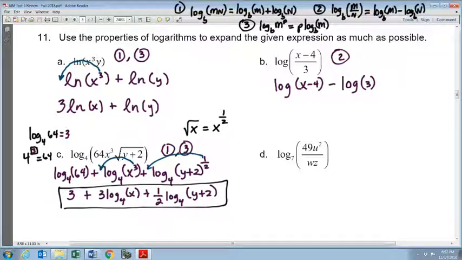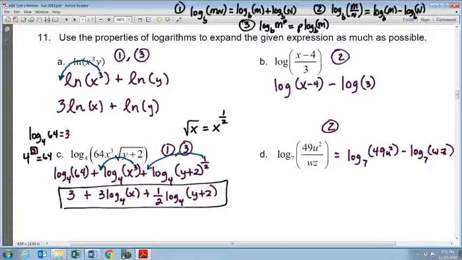All right. Let's look at letter D. So in this problem, again, actually we're going to have to use all 3 properties. Notice if you just ignored this part here, the numerator, you could use the product rule, but you can't just ignore that denominator. It's there. And the same thing with the power rule. You can't move that 2 until you get the u squared by itself. So the only rule that I can use is the quotient rule. So that's rule 2. So it'll be the log base 7 of our numerator minus the log base 7 of our denominator.